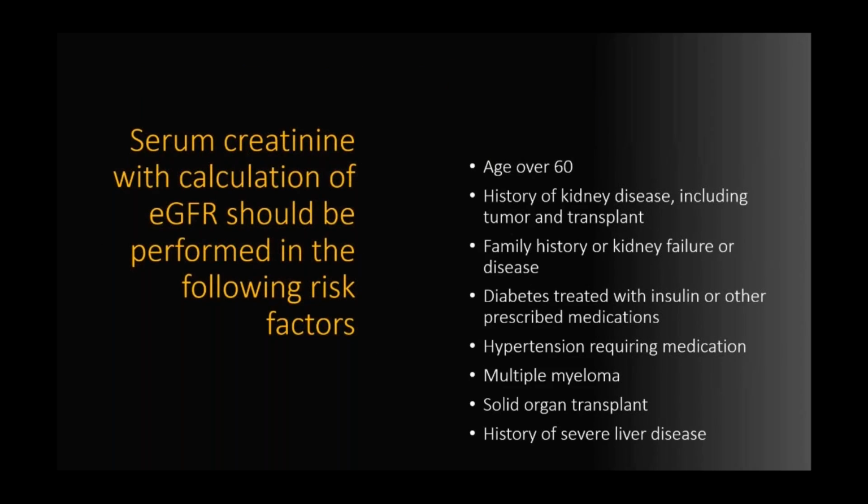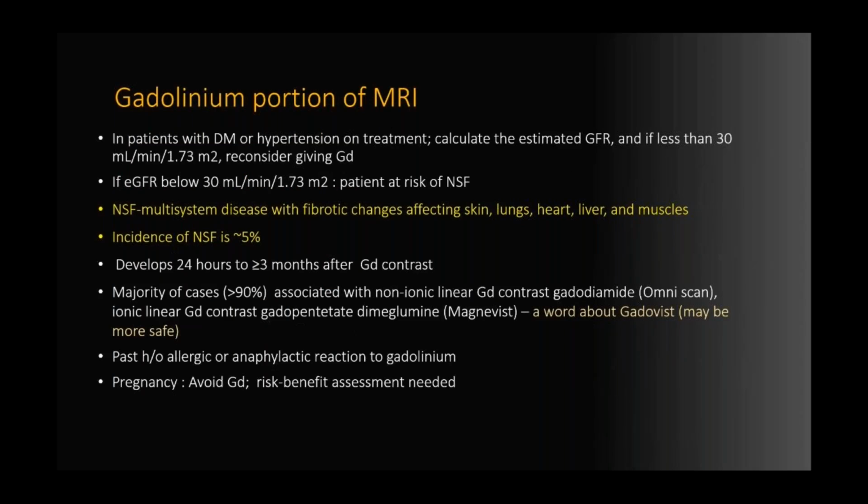And moving on to the serum creatinine in patients who require gadolinium. The eGFR calculation should be done if there are risk factors such as age above 60 years, history of kidney disease, a family history of kidney failure, diabetes, hypertension, multiple myeloma, solid organ transplant, and history of severe liver disease. So in these patients, we need to be careful about the eGFR calculation. And if the eGFR is below 30 ml, there is a risk of NSF.